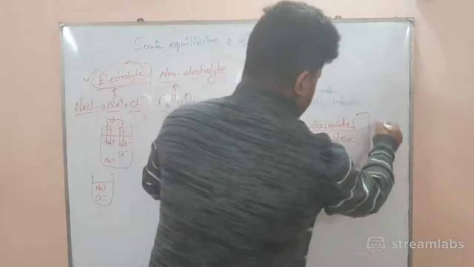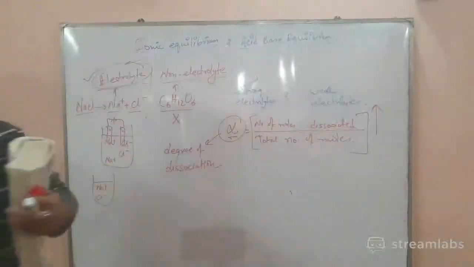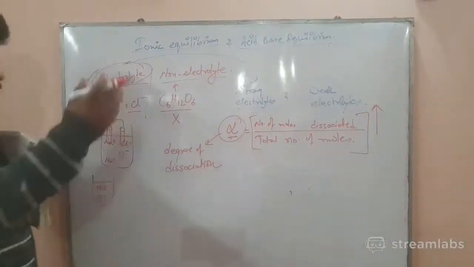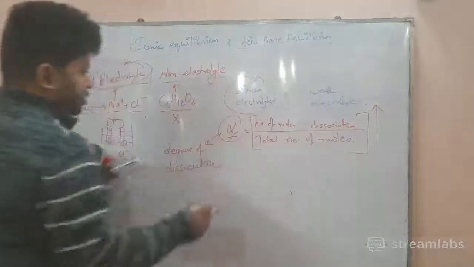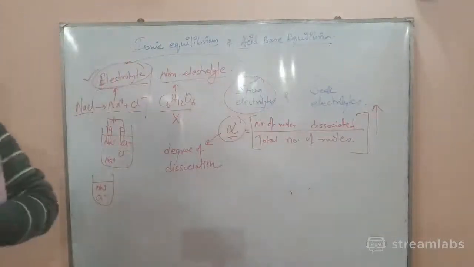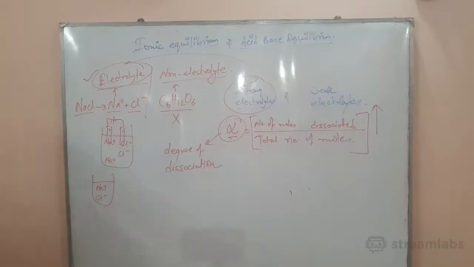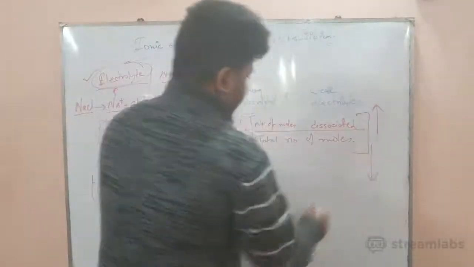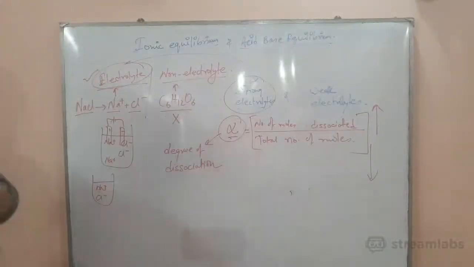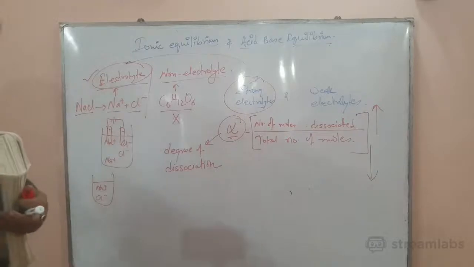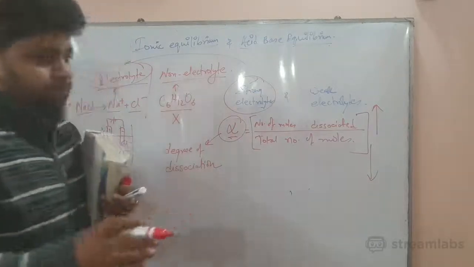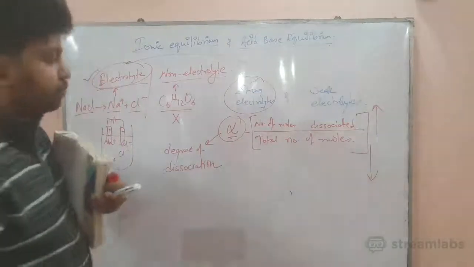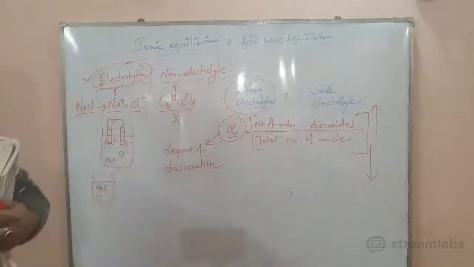Now, if the degree of dissociation is very high, then it is a strong electrolyte, because it indicates that most of the moles you have dissolved are getting dissociated. And if the degree of dissociation is low, it indicates that the extent to which the substance is dissociated in the solution is low.